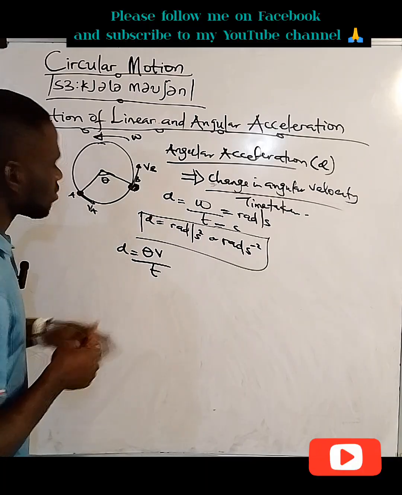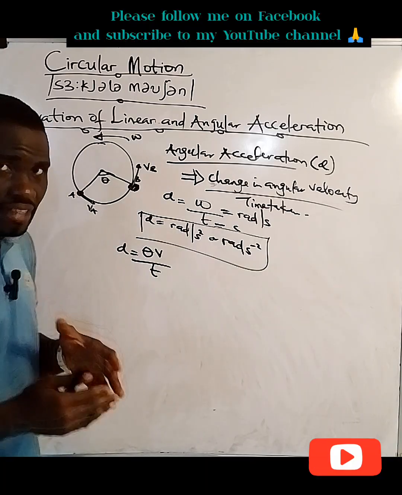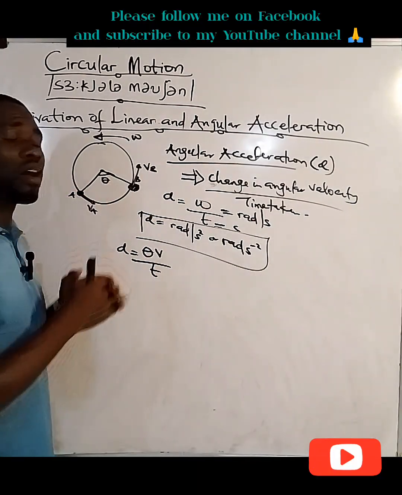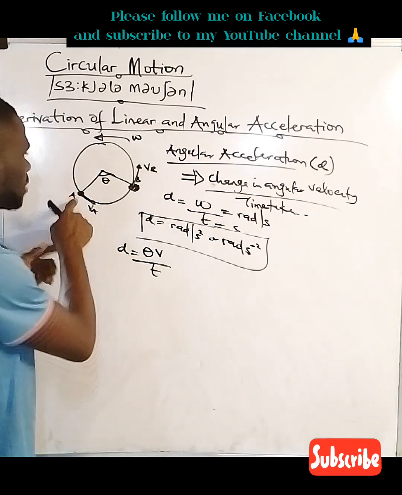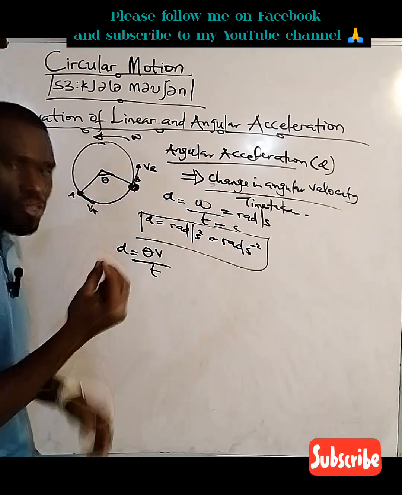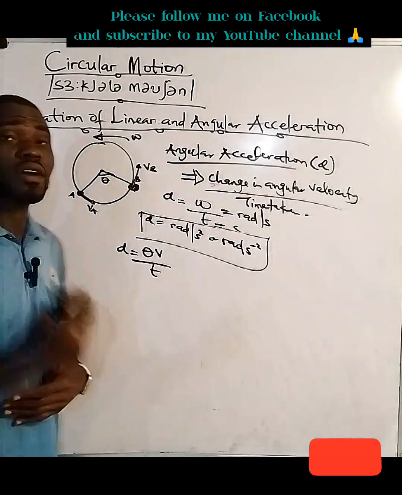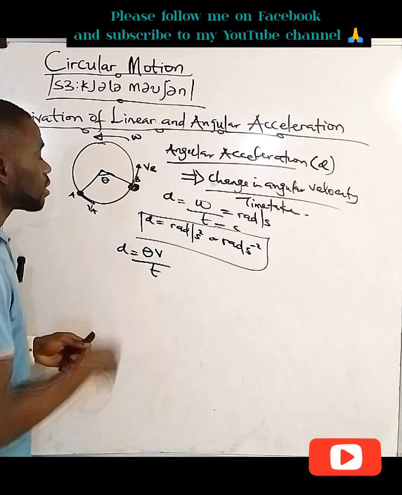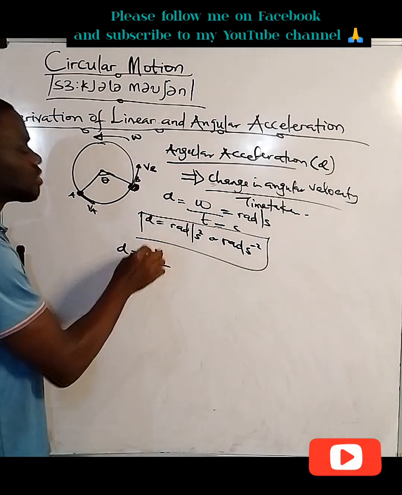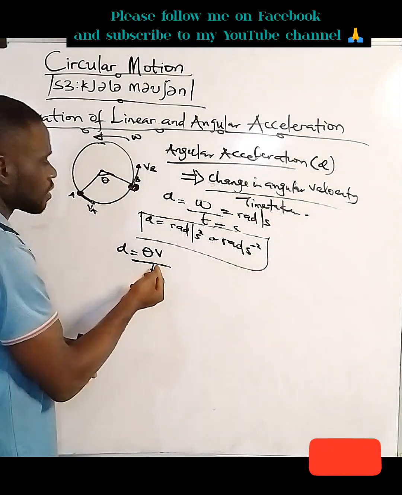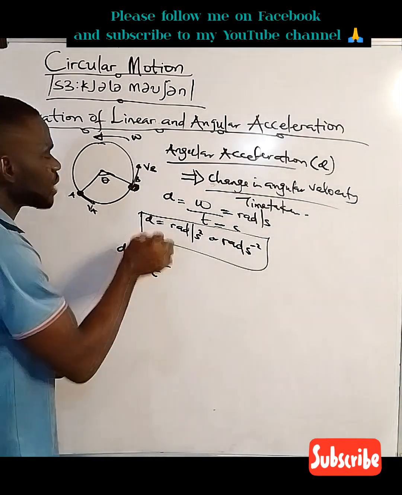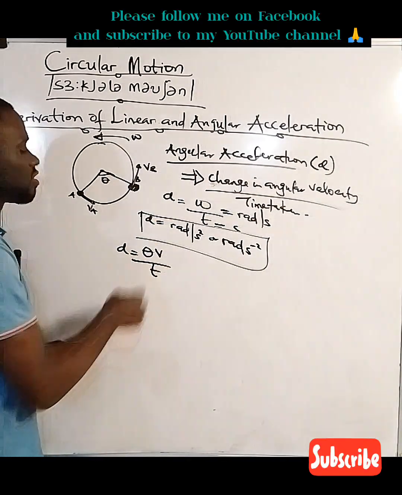Now, why is this so? It's so because the angle involved, as this thing rotates from here to here, is very small. Small angles are involved, and for that reason it is the change not just in angular velocity, but in linear velocity over time taken.